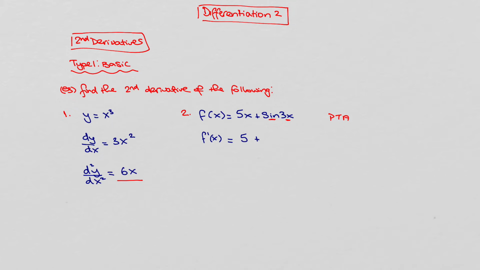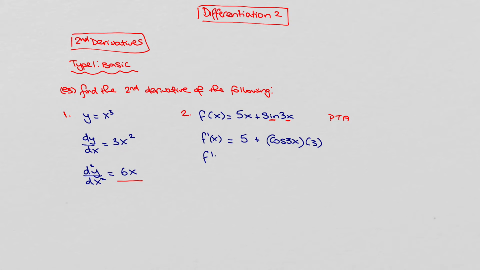So differentiating the trig first, we get cos 3x. And then if I cover the sine, I'm left with 3x. So differentiating the 3x, I get 3. So in other words, the first derivative is 5 plus 3 cos 3x. So always tidy up before you move on to your second derivative.